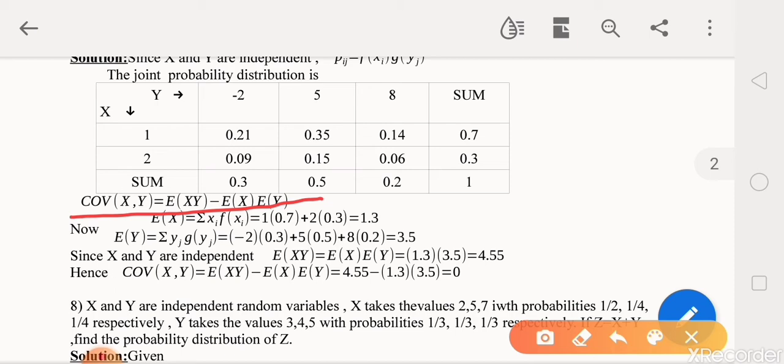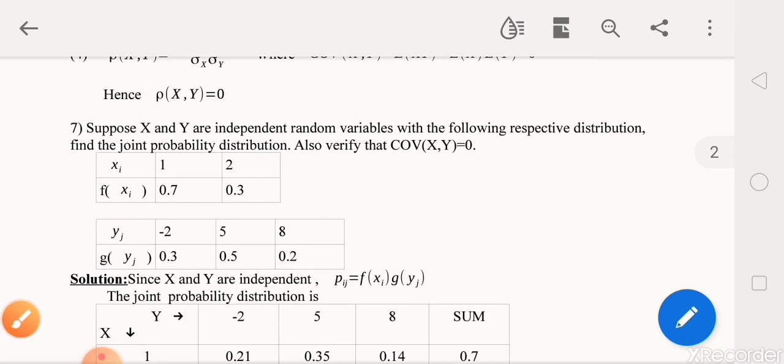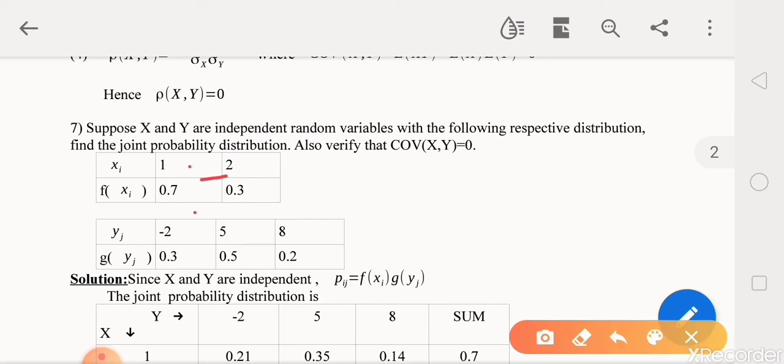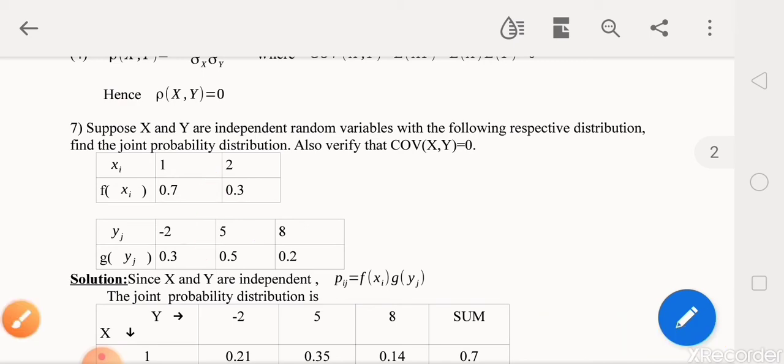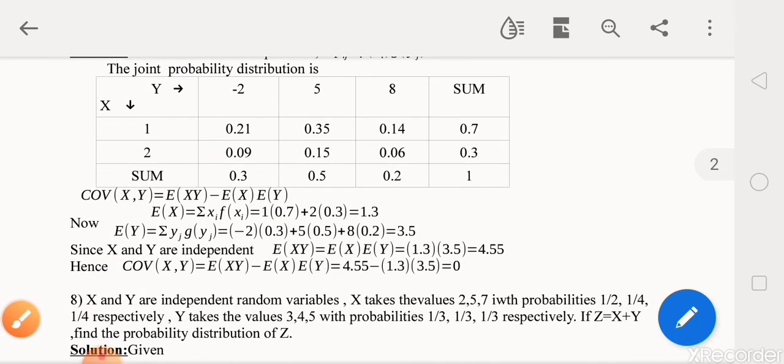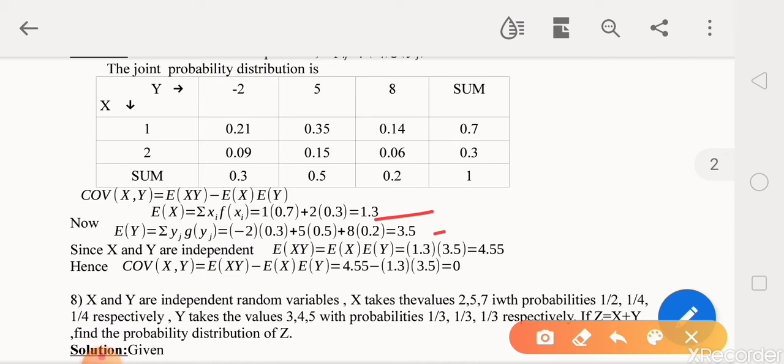Calculate expectation of x. Expectation of x is 1 into 0.7 plus 2 into 0.3. Expectation of y is minus 2 into 0.3 plus 5 into 0.5 plus 8 into 0.2. So we have expectation of x as 1.3 and expectation of y as 3.5.